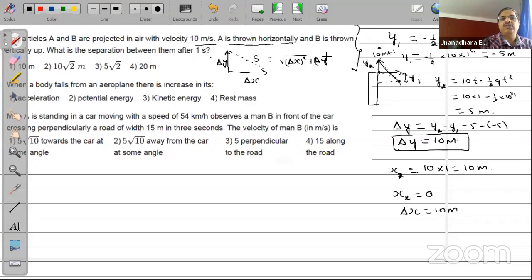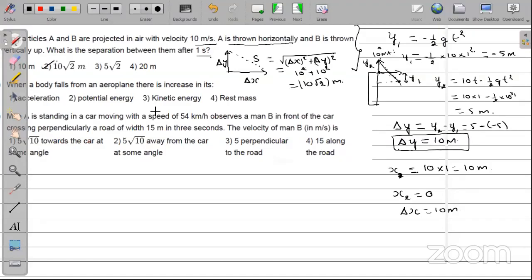Look at it, all the things you have studied, nothing is new here. Okay, and therefore this will turn out to be 10 square plus 10 square is equal to 10 root 2 meters. So therefore, what is the answer for this? Answer should be the second one here, which is 10 root 2 meters.